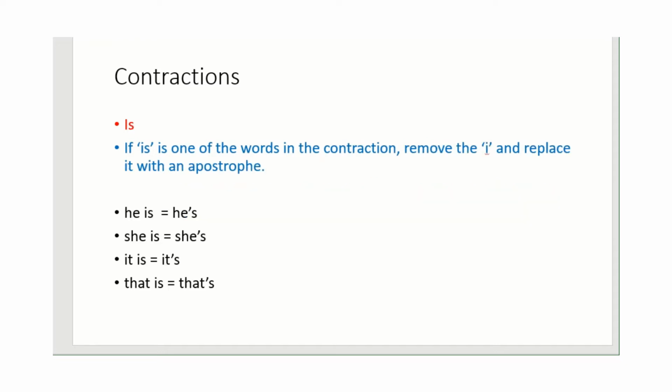Let's have a look at is. So if is is one of the words in the contraction, remove the I and replace it with an apostrophe. Look, so he is would become he's. She is would become she's. It is would become it's. That is becomes that's. Can you see that the i has been replaced by an apostrophe?